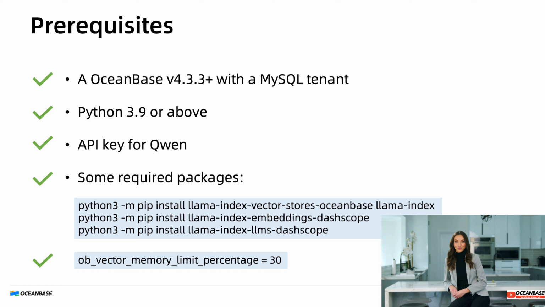Also, make sure your OceanBase system has the vector memory setting configured. You'll need to set ob_vector_memory_limit_percentage to 30. This enables vector indexing and retrieval. This setting controls how much memory is allocated for vector operations. Without it, vector search won't work properly. Alright, let's get everything ready and jump right in.